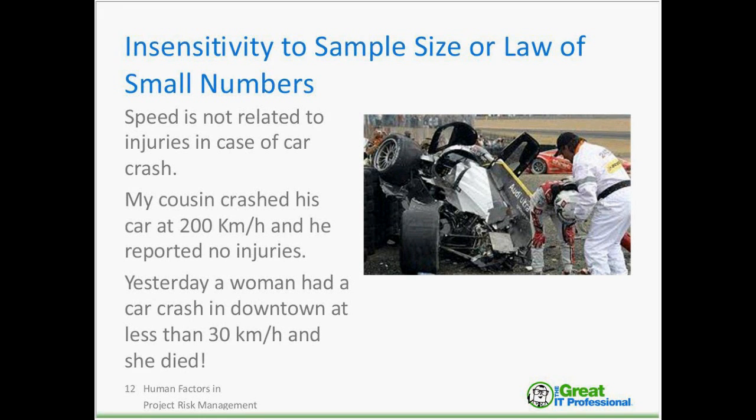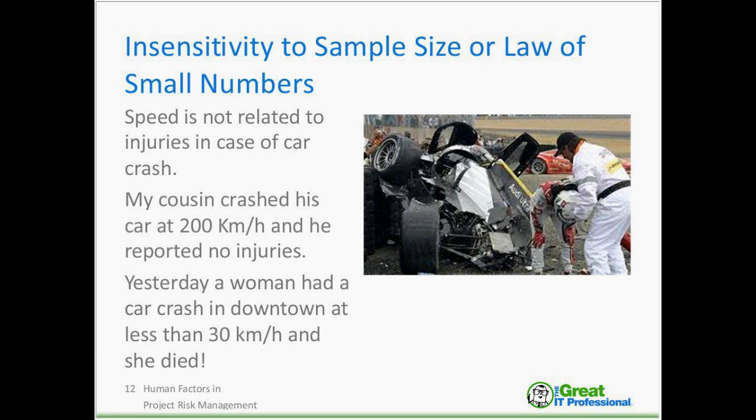my cousin crashed his car at 200 kilometers per hour and he reported no injuries at all. Yesterday, on the opposite, a woman had a car crash downtown at less than 30 kilometers per hour and she died. This is a typical example of generalizing from a single event or a few events and saying, okay, this is the rule for our world or for our project.